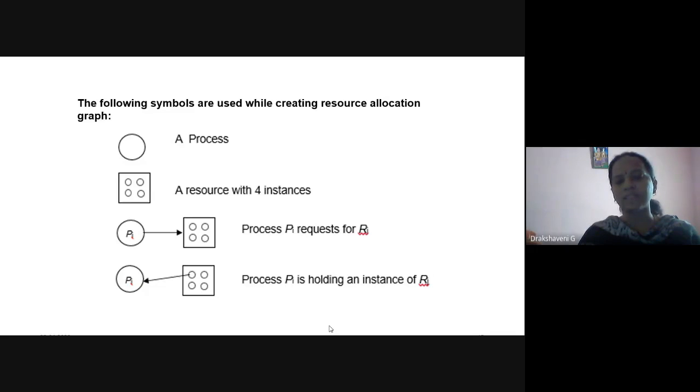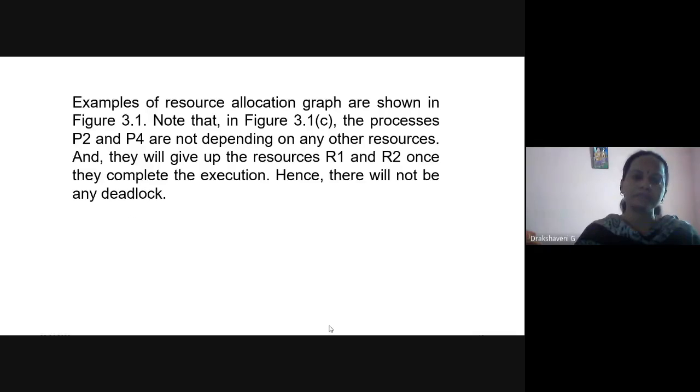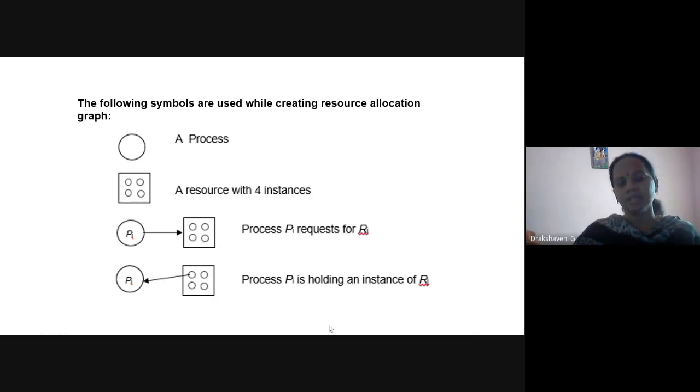A line with an arrow mark says that Pi requests Rj: process Pi is requesting Rj. And the fourth, last diagram: process Pi is holding an instance of Rj. You can see the arrow mark is reversed. Pi is holding resource Rj. So these are the symbols we use for drawing a graph. Okay, examples. Let us see how to draw these graphs using these symbols.